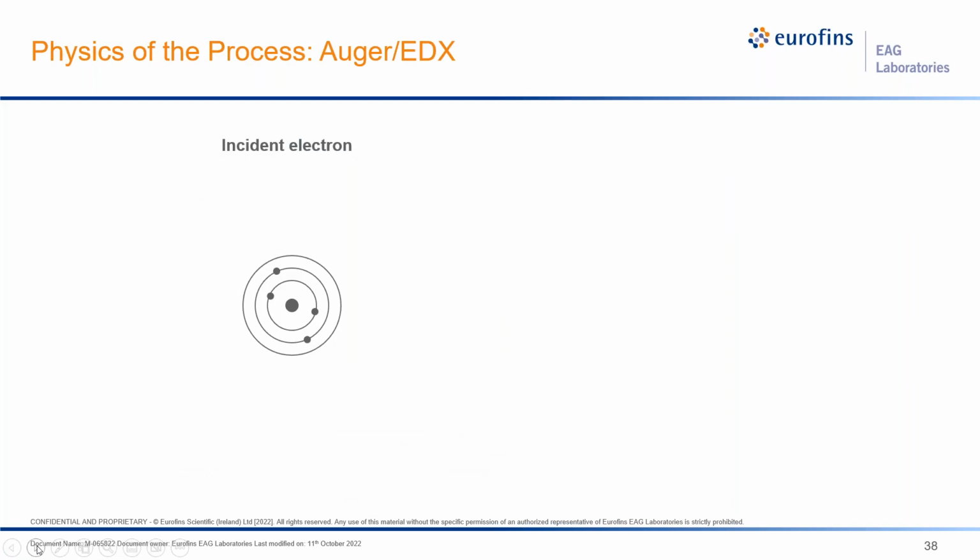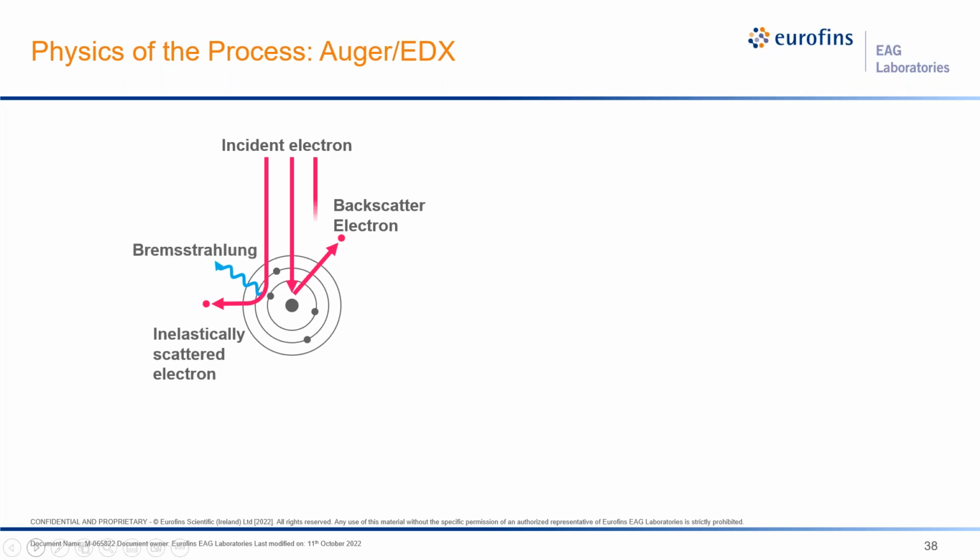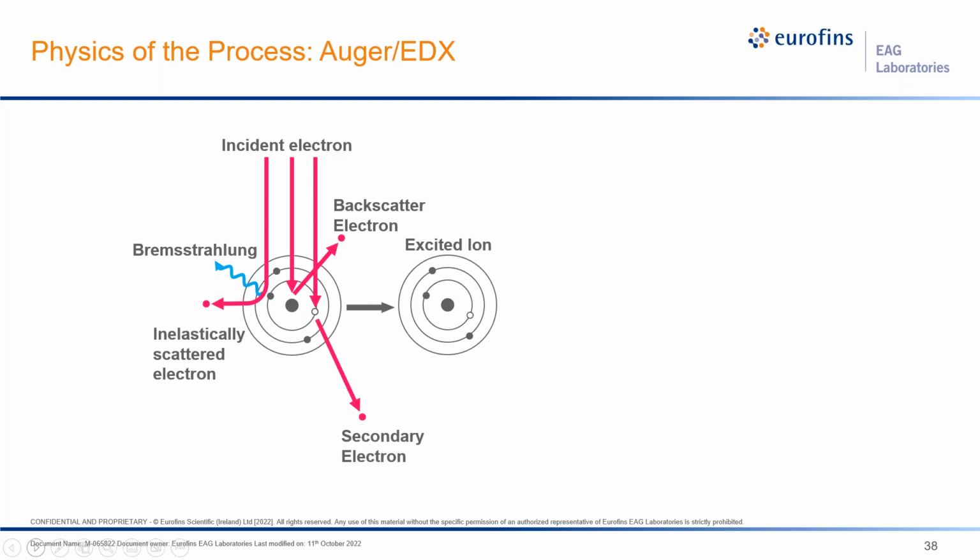The Auger process involves several particles, and specifically there are, in addition to the incident beam, which in our case is an incident electron, 3 other electrons. So the incident beam kicks out a secondary electron, which creates a hole in the atom. So in other words, it's an excited ion.